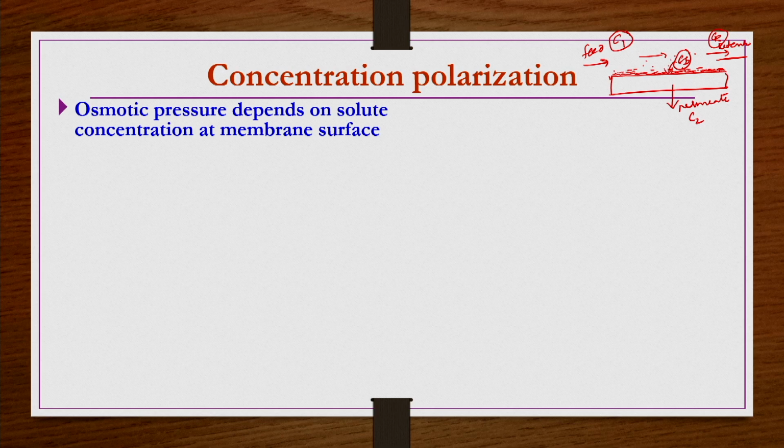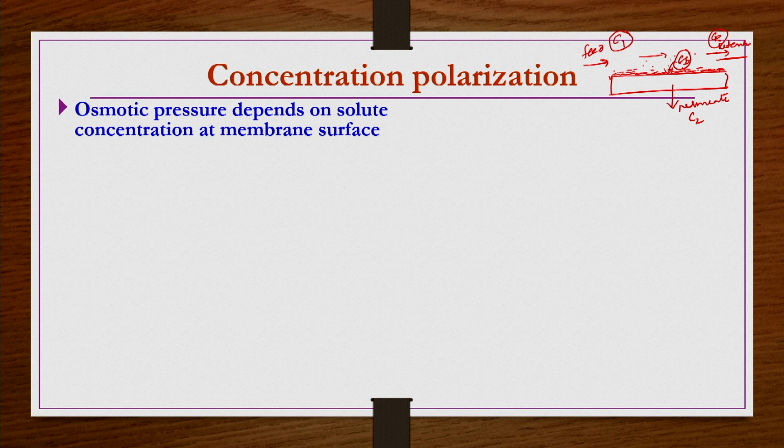In general, when you say 0.01 gram per liter of solutes in a feed solution, it's a very small concentration. So you might assume that the osmotic pressure is going to be very small and can be neglected. But because of concentration polarization, what will happen? Cs is going to be much higher than 0.01. How much higher, that is what we are going to develop an equation to obtain.